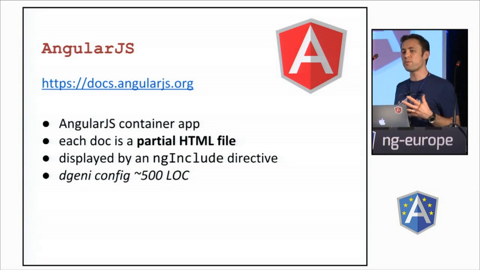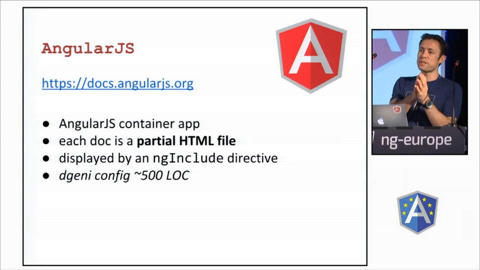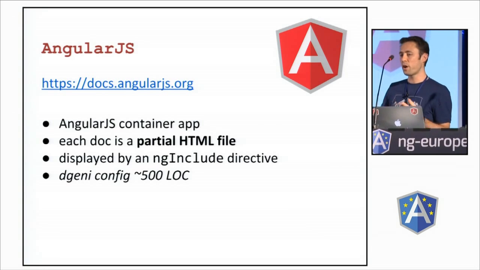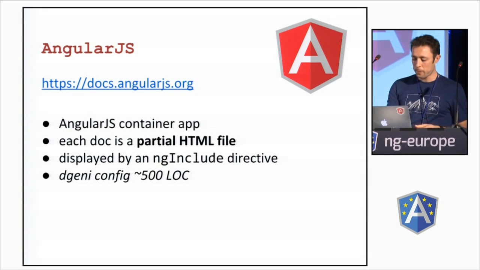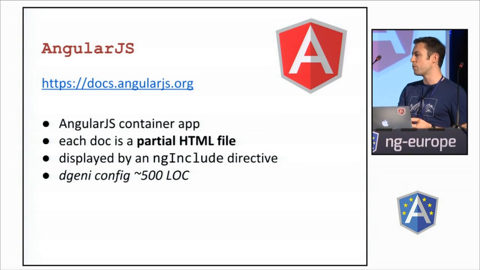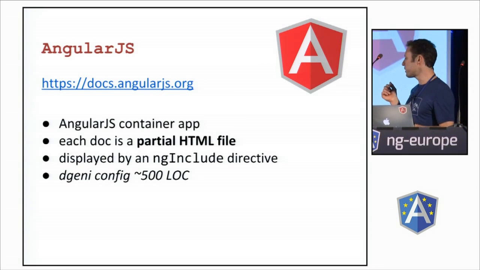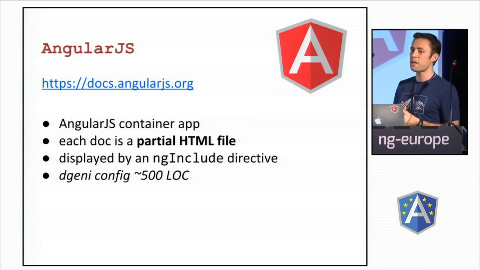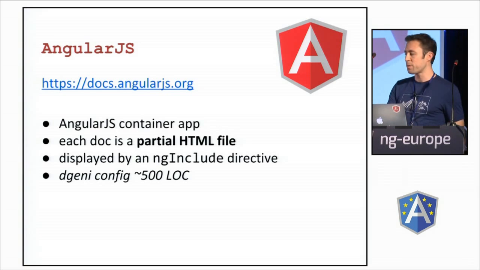AngularJS was the main project that we designed Dgeni for. What it does is it produces a partial HTML file for every single document in your code base. And then it presents those using an Angular app. It also has some really cool features like, which is also in the Angular Material project and in Ionic, I think, where you can have runnable examples of your code. So you actually pull out code samples from these comments and make them runnable inside your documentation.